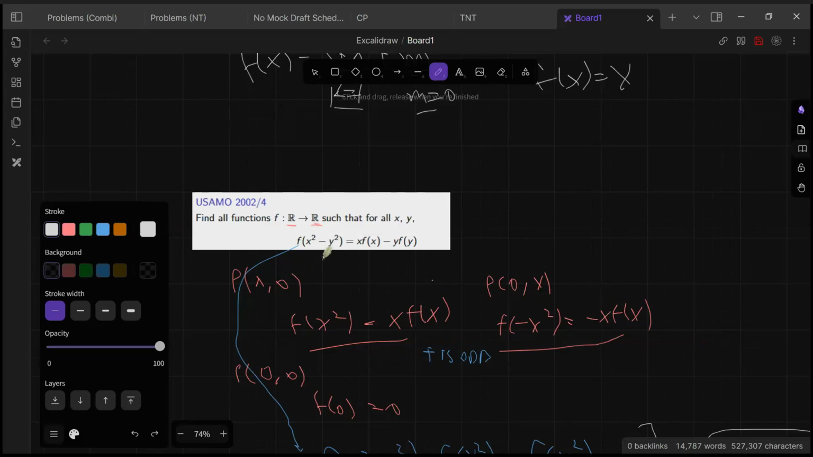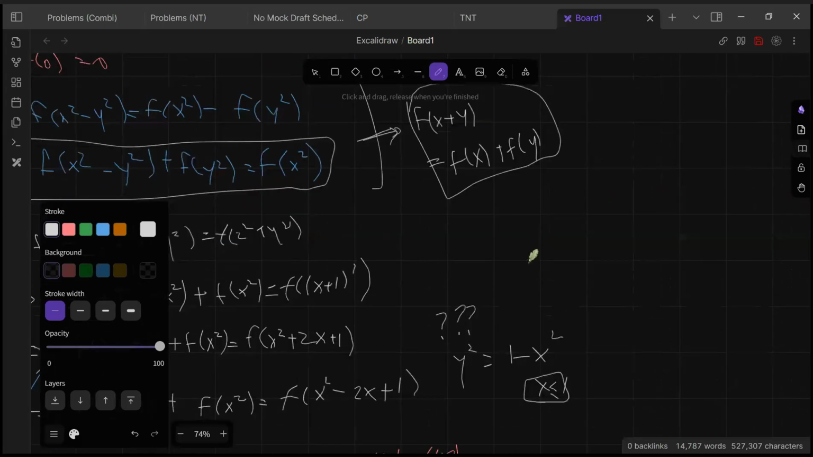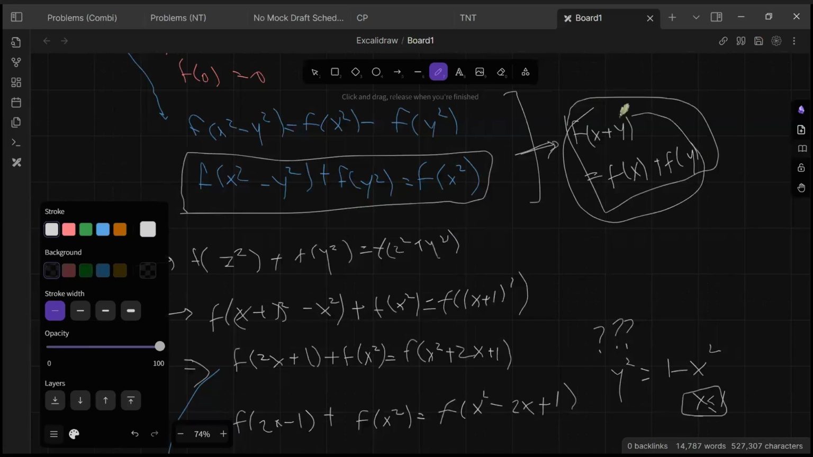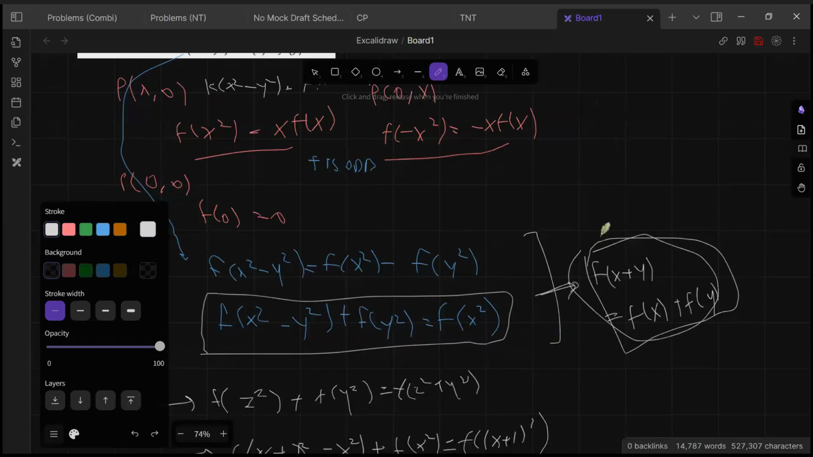Because if I have kx, where f of 1 is k, then k times x squared minus y squared is equal to kx squared minus ky squared. If anyone is unclear about why this will imply f of x plus y is f of x plus f of y with odd, then you should work it out as an exercise on your own. It's not that hard. It's just using odd.